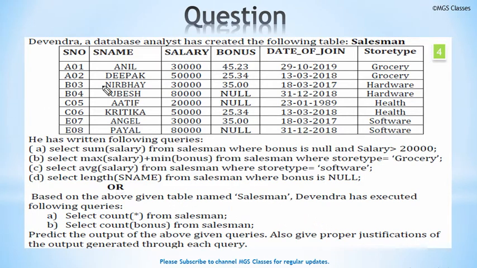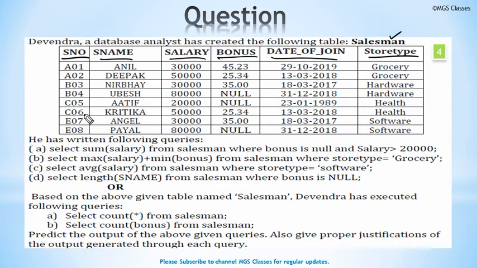So I am reading out this question first. Devender, a database analyst, and a database analyst is a person who looks after the database, created the following table salesman. That means the name of the table is salesman. It has the following columns: serial number, name, salary, bonus, date of joining and store type. The serial number is given like this: A01, A02, B03, B04, C05, C06, E07, E08.